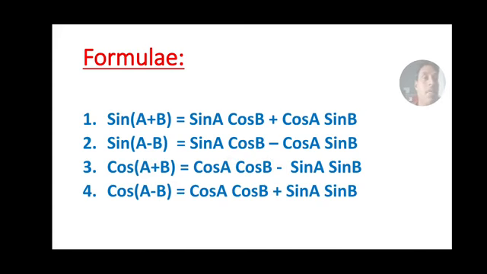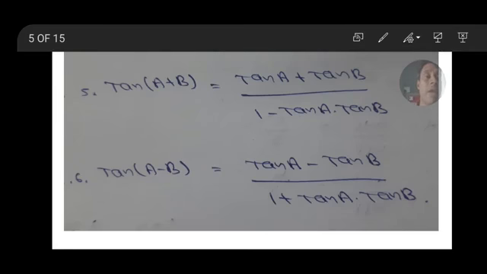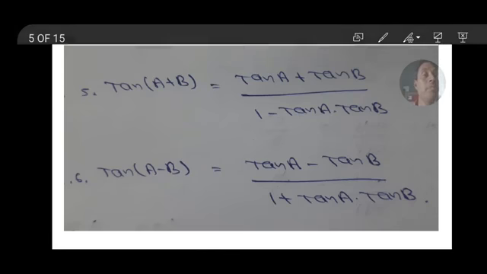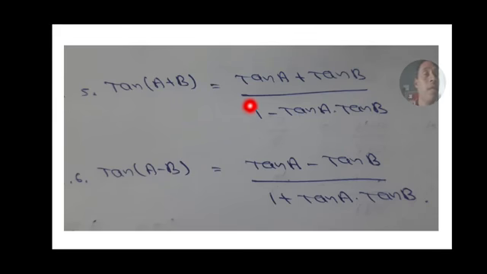Next, tan of a plus b equal to tan a plus tan b by 1 minus tan a into tan b. Next, tan of a minus b equal to tan a minus tan b by 1 plus tan a tan b, reverse. The signs change in plus and minus.